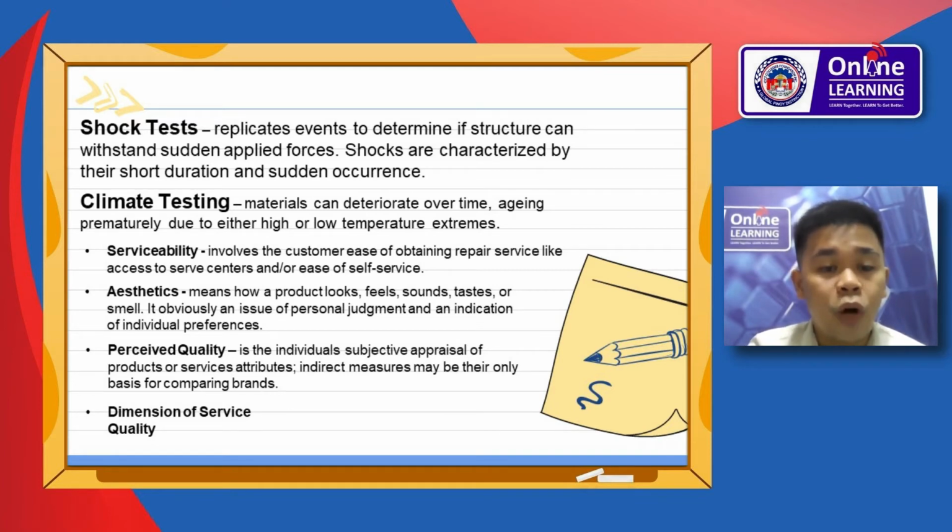Serviceability involves the customer's ease of obtaining repair service, like access to service centers and ease of self-service. Aesthetics means how a product looks, feels, sounds, tastes, or smells. Perceived quality is the individual's subjective appraisal of a product or service's attributes. Indirect measures may be used, based only on comparing brands.